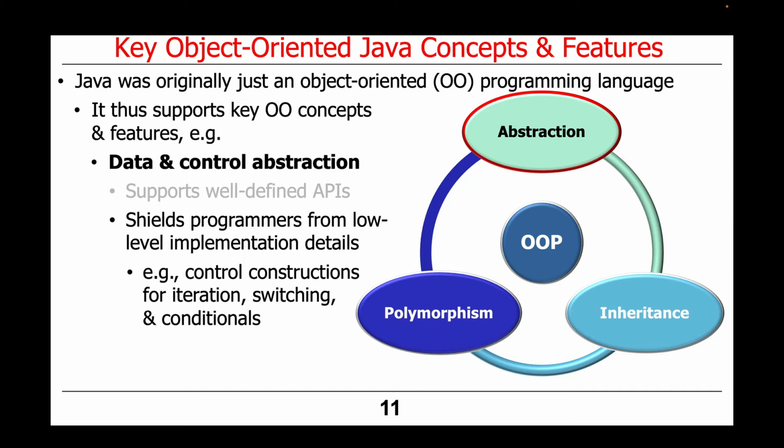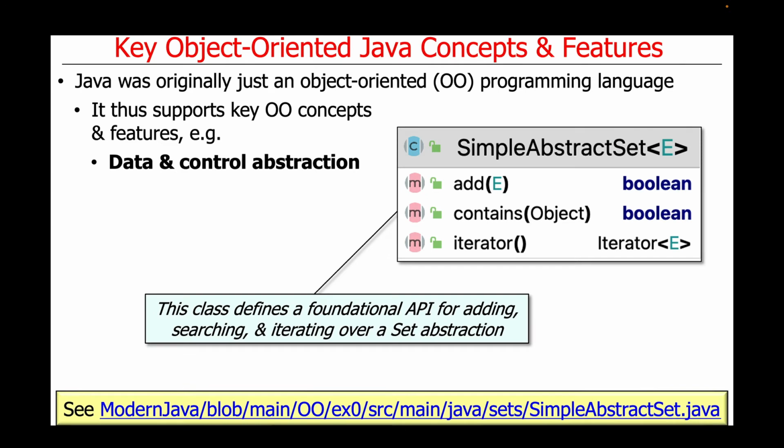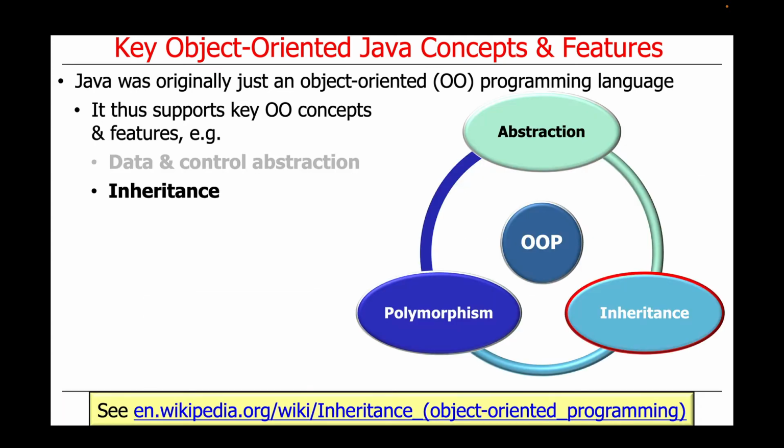Likewise, control abstraction helps to shield programmers from low-level implementation details associated with various control constructs you'll find in Java, such as iteration, such as loops, switching, conditional expressions, and so on. For example, the SimpleAbstractSet class defines a foundational API for adding, searching, and iterating over a set abstraction. And it also provides the foundation for the other concepts we're about to talk about. In particular, the next concept is inheritance.